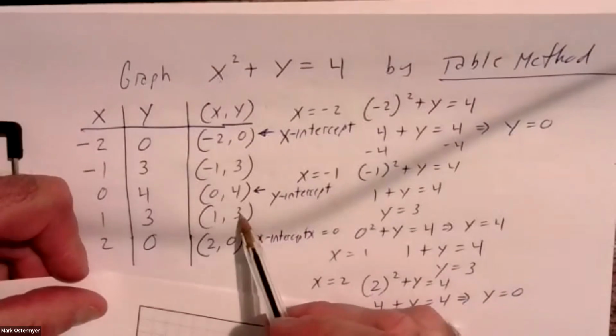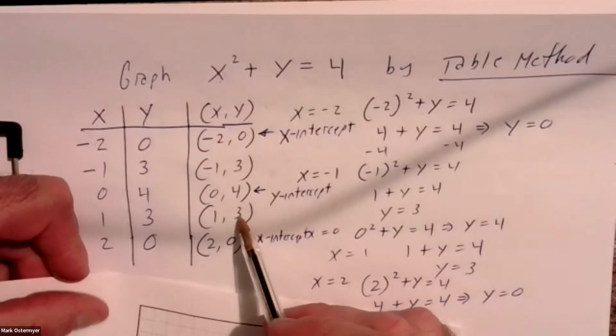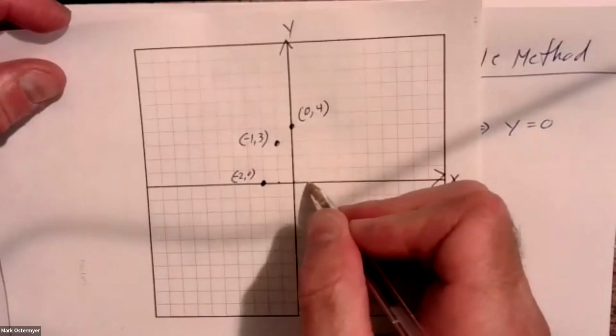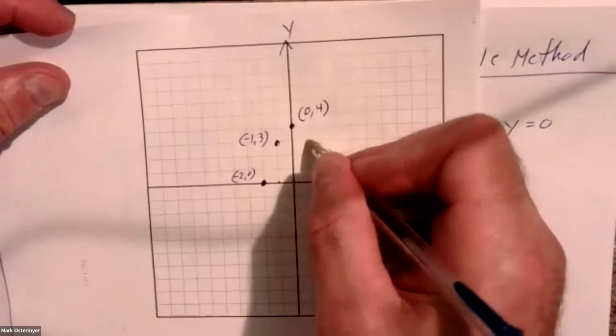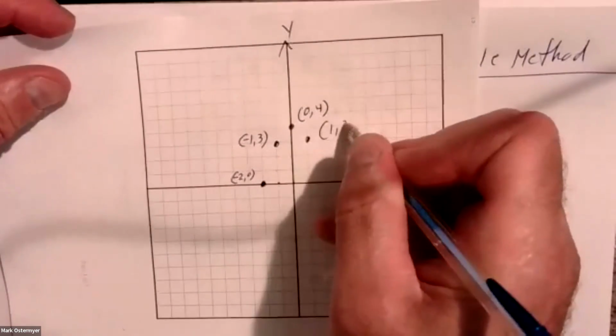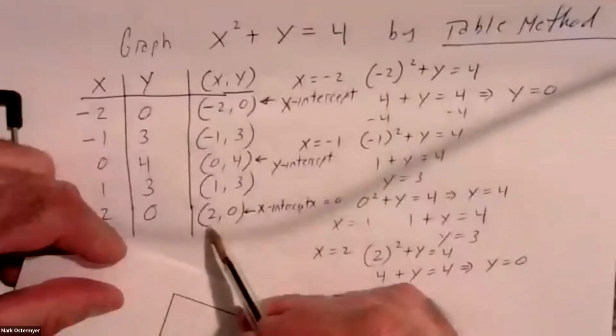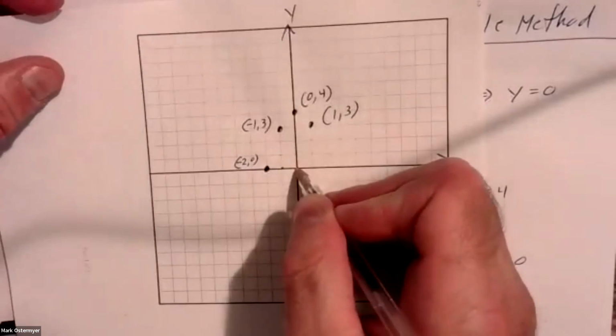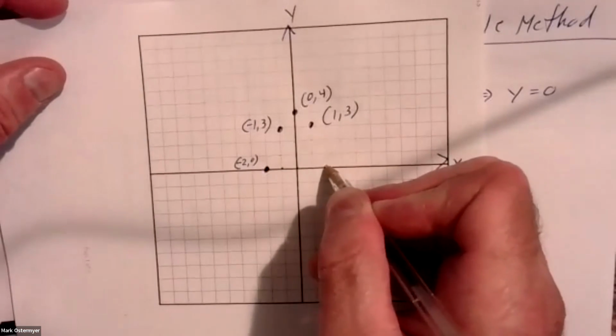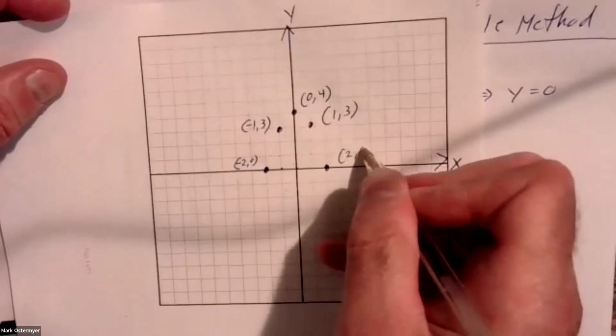Plotting the point 1, 3, we start at the origin, move 1 to the right, then up 3. 1, 2, 3. There's 1, 3. And plotting 2, 0. Start at the origin, move 2 to the right on the x-axis, and stay on the x-axis. 2, 0.